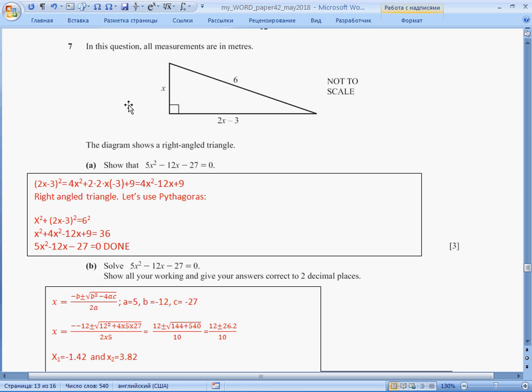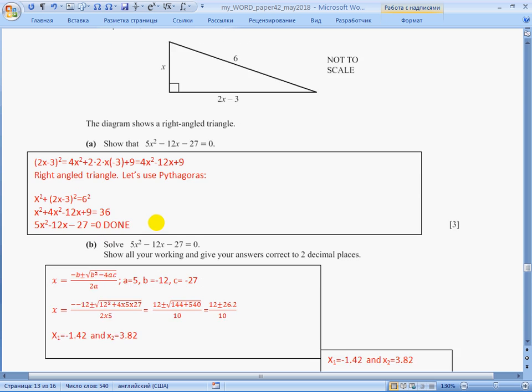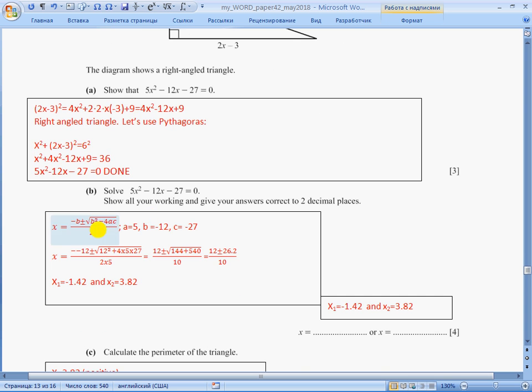Here we have a right angle triangle. We should show this expression. So with a right angle triangle, we use Pythagoras. Square of 6 equals square of x plus square of 2x minus 3. For the square of 2x minus 3, it is the square of the first term plus 2 times the product of the 2 terms plus the square of the last term. After simplification we prove it.